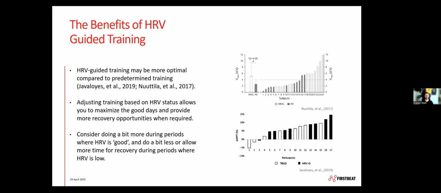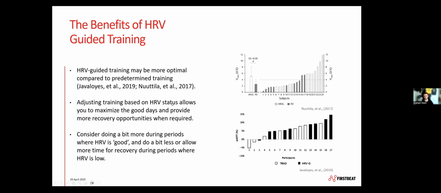And over the intervention period, that meant that the HRV guided groups compared to the fixed plan groups always came out with greater increases in performance by the end. That's not to say the traditional fixed group didn't improve their performance, but the HRV guided groups had greater increases.